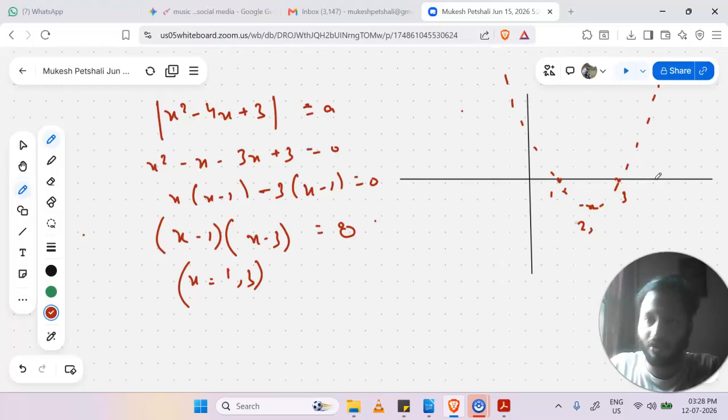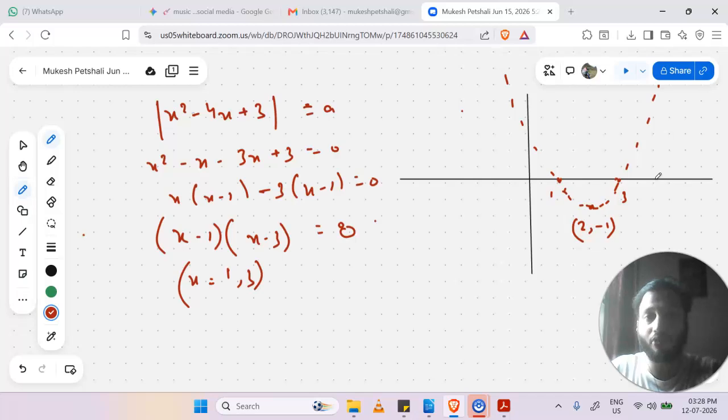2, which is 2, comma, 2 square minus 4 into 2, which is 4 minus 8 plus 3, which is 7 minus 8, which is minus 1. So (2, minus 1) is the vertex coordinate of this parabola. Now this is the graph for x square minus 4x plus 3.